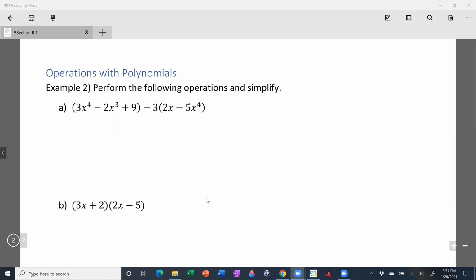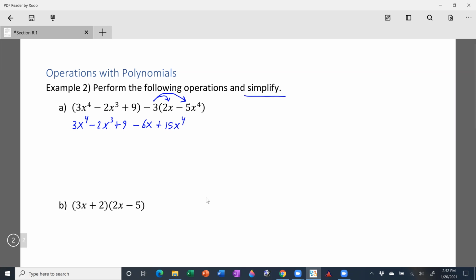And then be careful here, this -3 has to distribute. So the whole -3 would distribute onto those two pieces here. For the first one, I'll go ahead and just drop the parentheses. There's no extra distributing happening in there. So this one we can just drop. Right here, distribute. So -3 times 2x is -6x. -3 times -5x to the fourth will become plus 15x to the fourth.